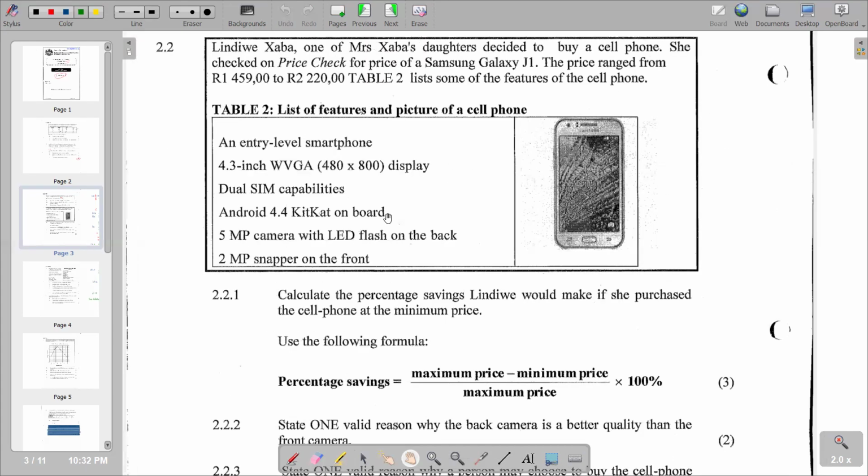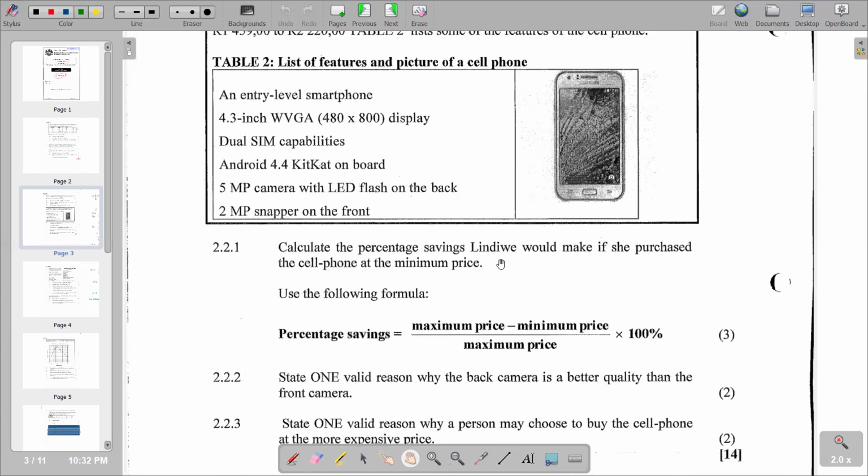Then I believe that now we've got our first question, which is saying calculate the percentage savings Lilly will make if you purchase the cell phone at the minimum price instead of the maximum price. Use the following formula, whereby the formula that you are given reads percentage savings equals maximum price minus minimum price divided by maximum price times 100%. And our question has 3 marks. So basically, that's how we are going to calculate it, given the formula that we have there.